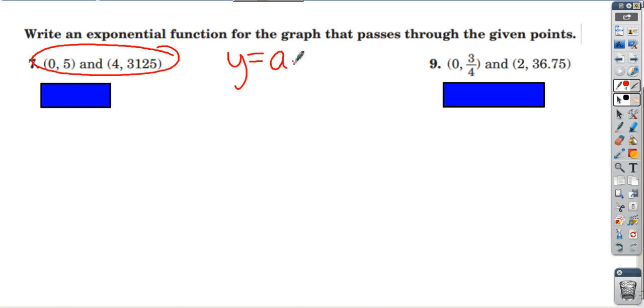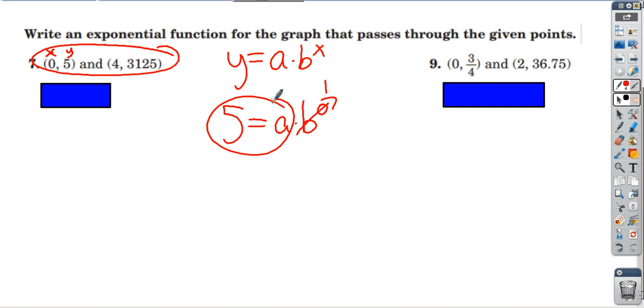Here's our function. Here's our normal function. We just take these numbers and plug them in. So I'm going to plug in 5 for y. I'm going to plug in 0 for x. So a times b to the 0. Anything to the 0 is 1. So we just solve for a. We know that a equals 5. So that is part of what we need.